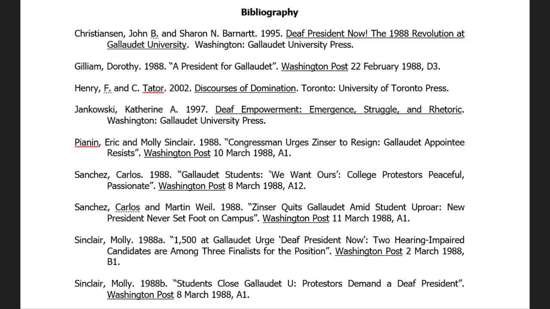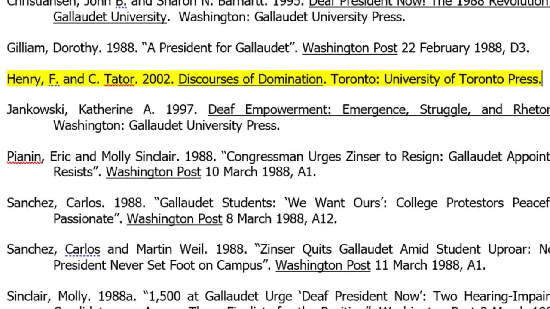To make the argument completely on target, it needs to cite at least some material from the course that you're writing this paper for. In this case, this was my one source from the course outline, this one that's highlighted, Discourses of Domination by Henry and Tator. Again, this was for a course on the anthropology of the media. The course had nothing to do with Deaf President Now or with deaf culture. The course wasn't even focused on minority groups and their relationships with the media.